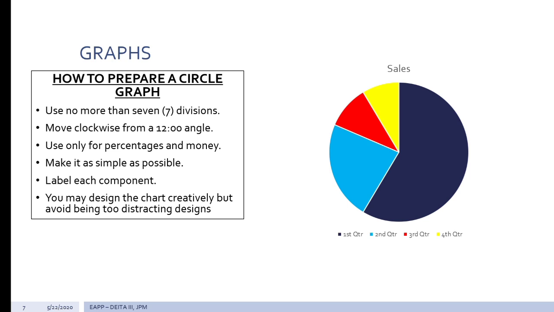Now, when you are reading a circle graph or a pie chart, again, read the title and the captions carefully. Make sure that you are able to understand the captions and the titles. Also, note the number and labels of pie sections of the graph.